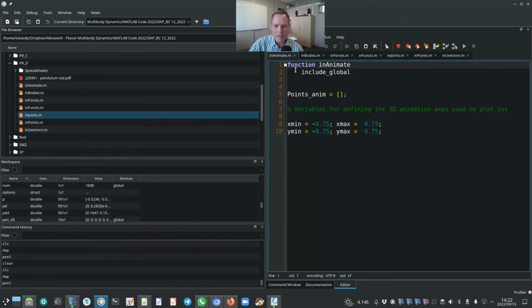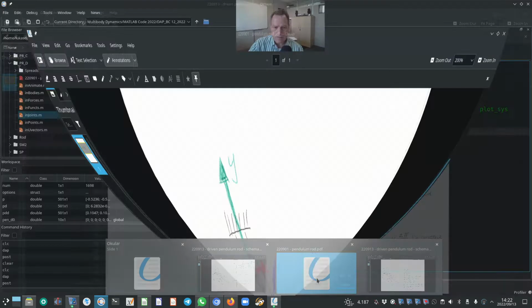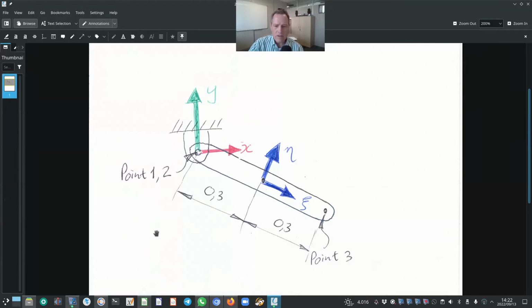They are now listed here in alphabetic order as they are listed in the model subfolder. Okay, so the first function is inanimate. This file contains the variables defining the 3D animation axis. Okay, and for our driven pendulum, what I suggest we do is we specify x min and y min as minus 0.75 meters, and x max and y max as 0.75 positive 0.75 meters.